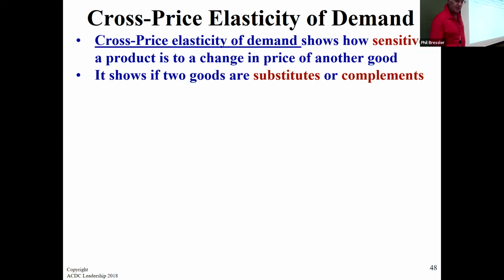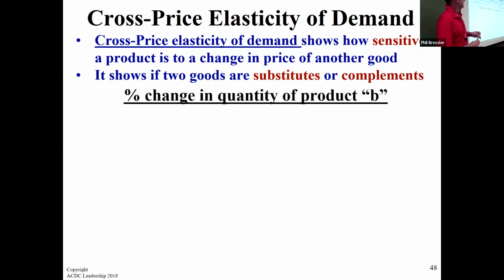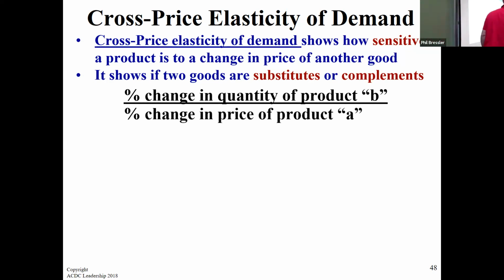Gavin, what's going to be on the top of the formula? And you're right. It's percent change in quantity of product B over the percent change in price of product A. Now you might say, how do I know B and A? All you have to do is the quantity of one and the price of the other. And it doesn't matter which one.